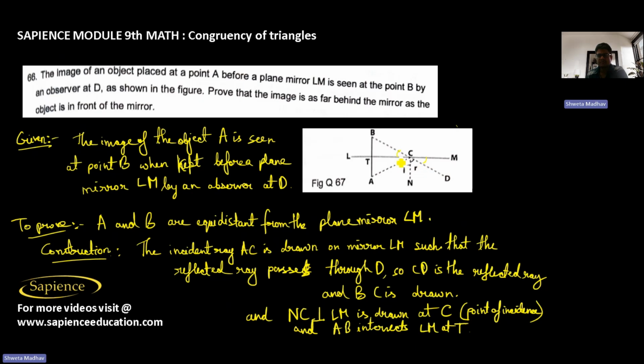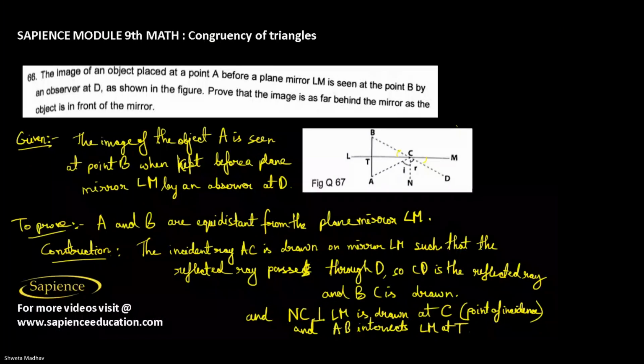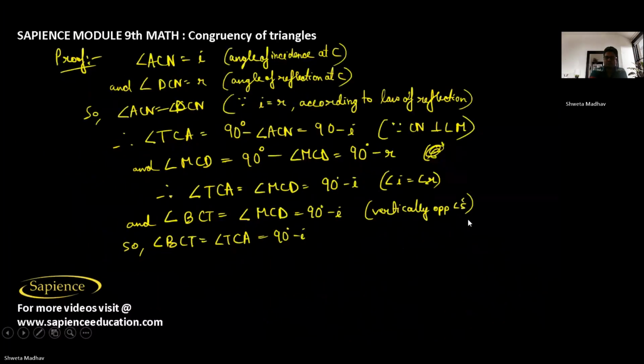Angles are same. The one side. Okay, so here angle BCT equals angle TCA, that is equal to 90 degree minus I, and also angle BTC equals angle ATC, that is equal to 90 degree.